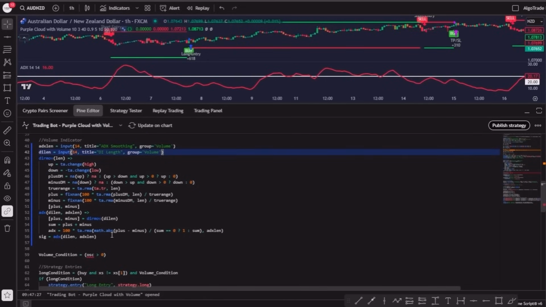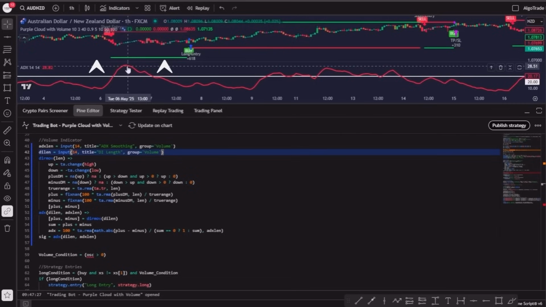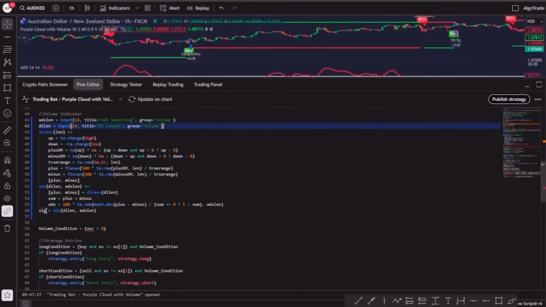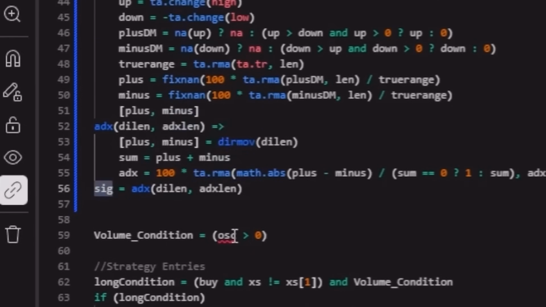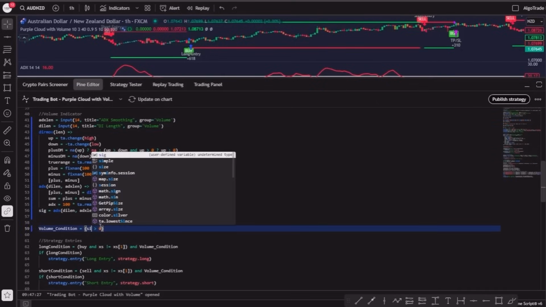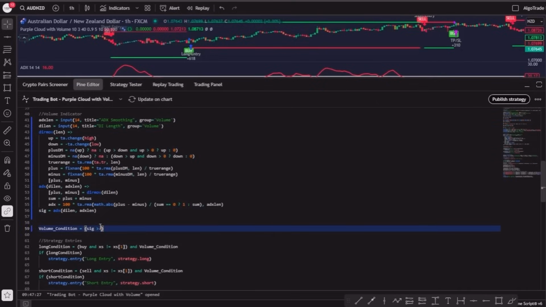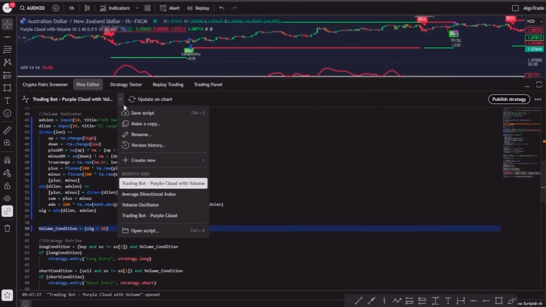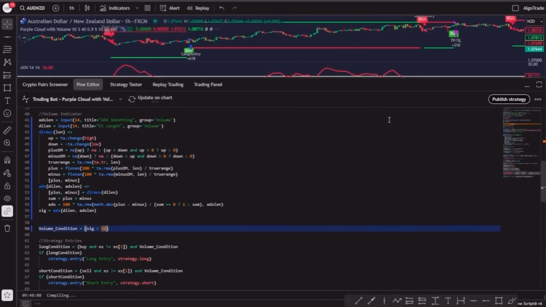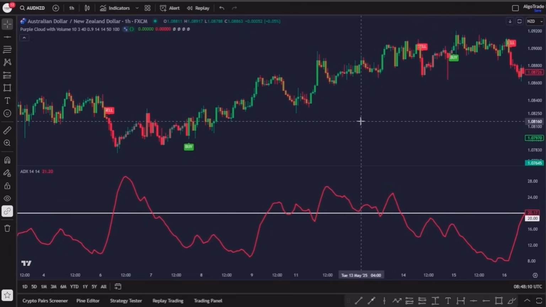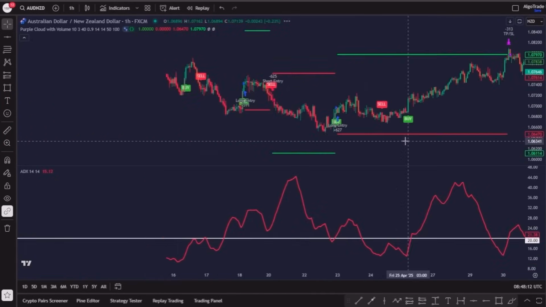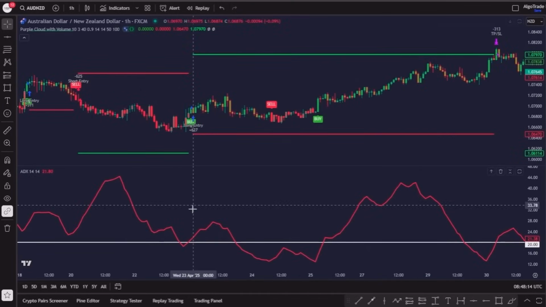Now let's define our volume condition. As I told you earlier, when the ADX value is above 20, it usually means the market is trending. In the code, the ADX value is stored in a variable called sig. So we'll create our new condition like this: sig above 20. After saving and refreshing the strategy, we can see that it's now working correctly. Trades are only triggered when the ADX is above 20.